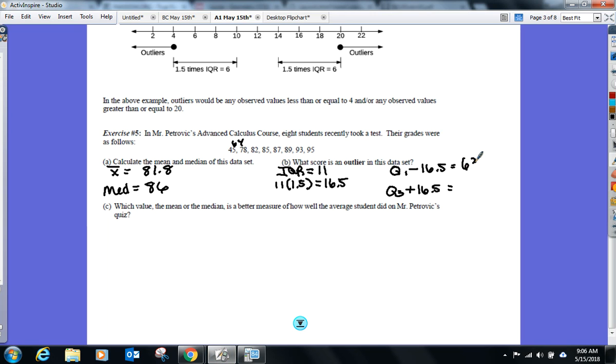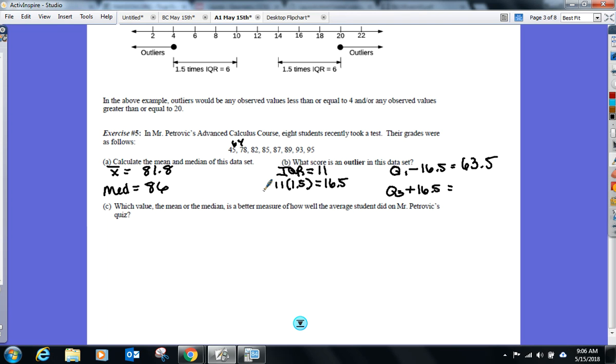Okay, 63.5. Ready, everyone? Any score at 63.5 or below is considered an outlier. So would my 64 be considered an outlier? Is that below 63.5? No, so 64 is okay, but what's not okay?